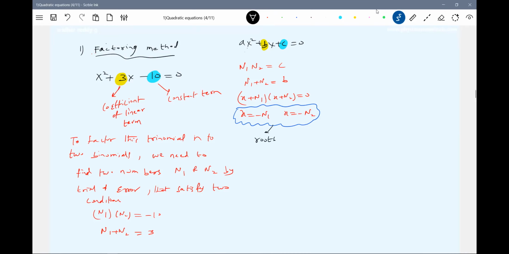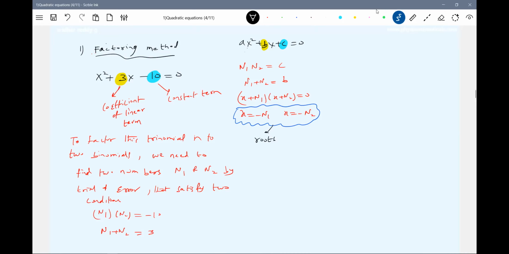This was the rule it was suggesting. So how to predict the n1 and n2? I think it's quite simple. What are the possible values of n1 and n2, so that the product of that should be minus 10, and the sum of that should be equal to 3?